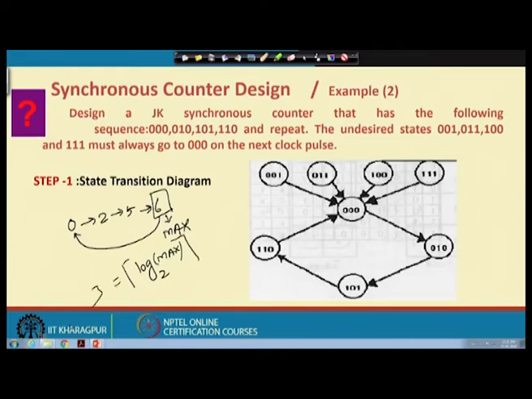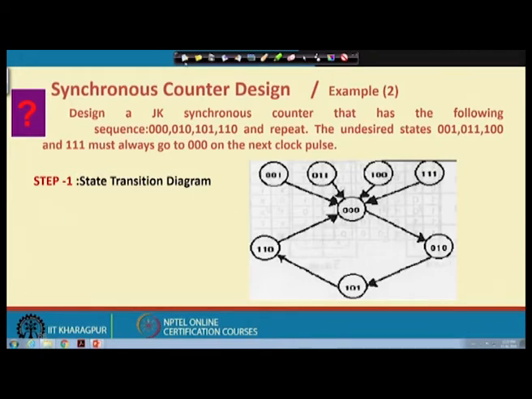If I tell you to design a sequence like 0, 5, 15, 25, 11 and then 0, then for deriving how many flip flops will be needed, you have to look at the value 25, so max equals 25. So, you will need 5 flip flops for designing it. That way, this log value of max will tell you how many flip flops will be needed for designing the counter.